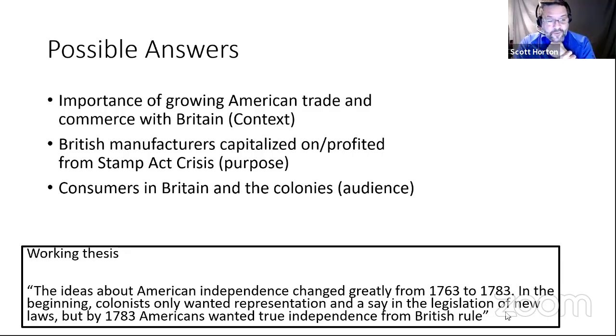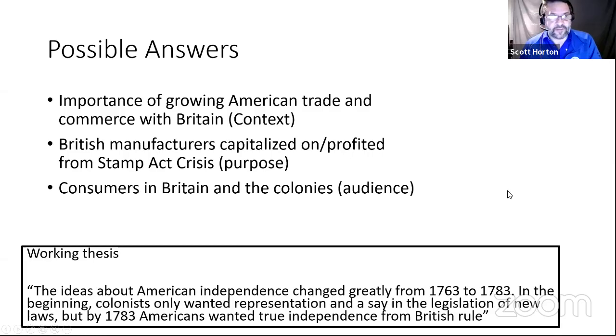So how does it tie into our question, our thesis? Our thesis is ideas change. Well, in 1765, hopefully you would mention that the colonists are not seeking independence in the Stamp Act crisis. What did they want? They said no taxation without representation. They want representation. They're not seeking independence. So this is a good document to get us started on looking at our argument overall.